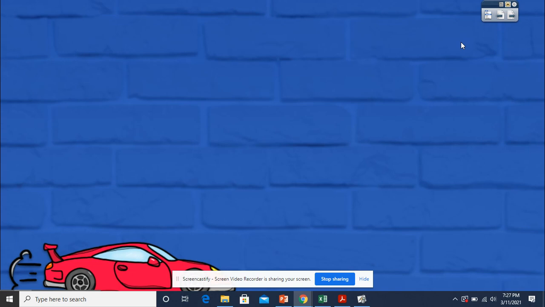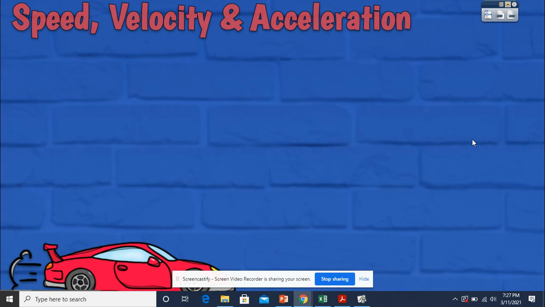But we're also going to be looking at finding the distance given the time and speed, and also finding the time given the speed and distance. These are all equations that I will show you, but first we're going to talk about speed and some other things. So first we're going to talk about speed, velocity, and acceleration.